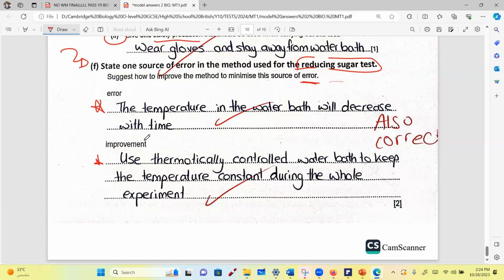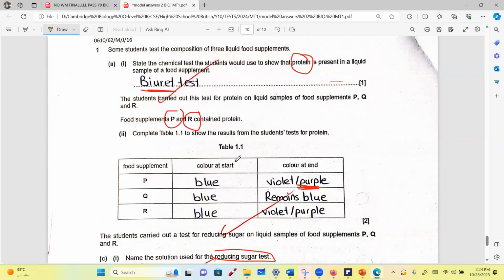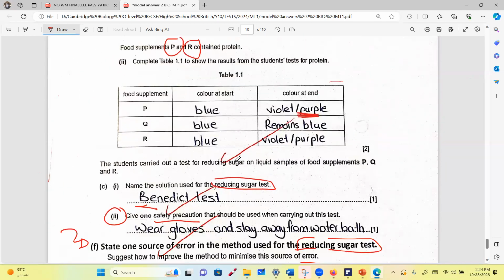Any questions before I go? Yes, Ahmed. Doctor, can you hear me? Yes, I can hear you. Doctor, in the food tests, the blue changes to purple. I wrote purple/lilac, not violet. Is it wrong? No, no, it's correct. As long as you mention purple, violet, or lilac, it's correct.